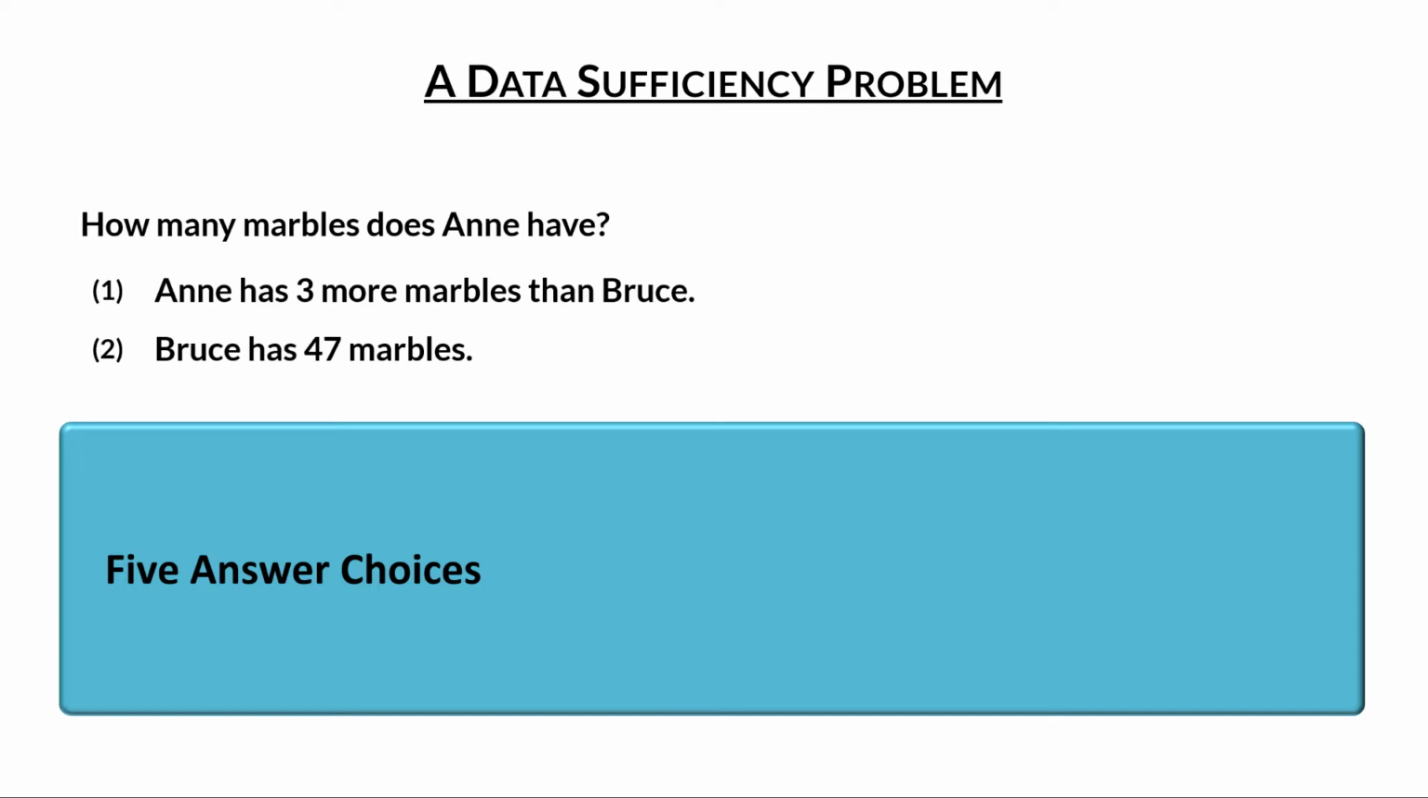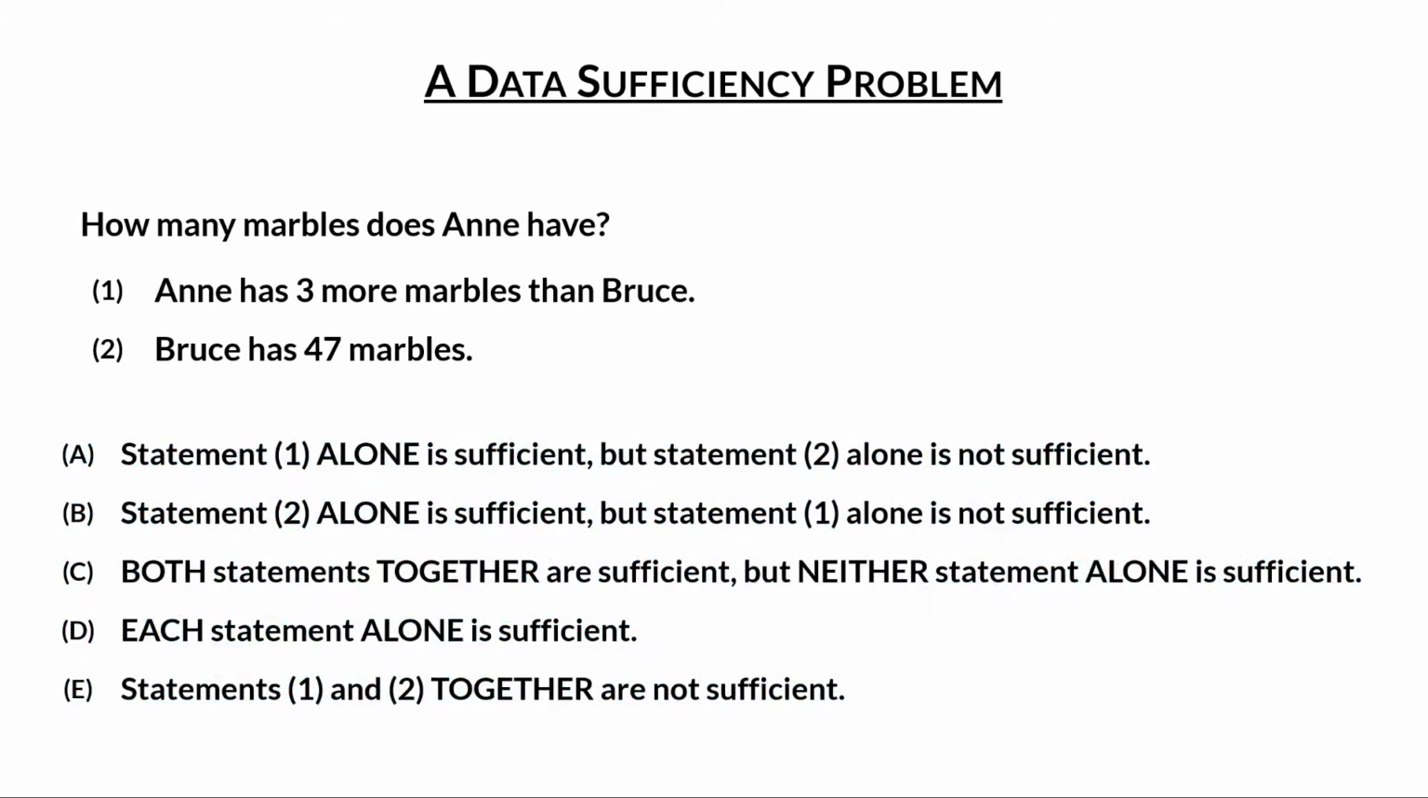Your job is to figure out whether the statements provide enough information to answer the question. This goal is reflected in the answer choices, which are the same for every data sufficiency problem. To give yourself time to choose the right answer, please pause the video now. If you picked C, you're right. Neither statement alone is sufficient, but both statements together are sufficient.